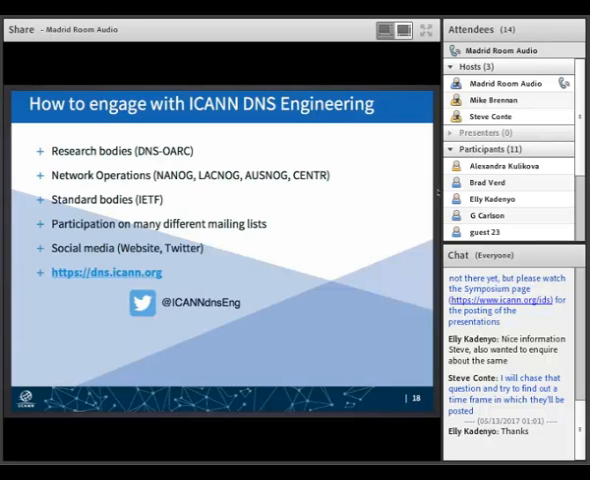We participate on different mailing lists, even when sometimes we're only looking and not commenting very much, but we're going to have an eye there. And social media: the website dns.icann.org, where you can see a lot of the information that I already showed you, and on Twitter, if you want to reach out to us.